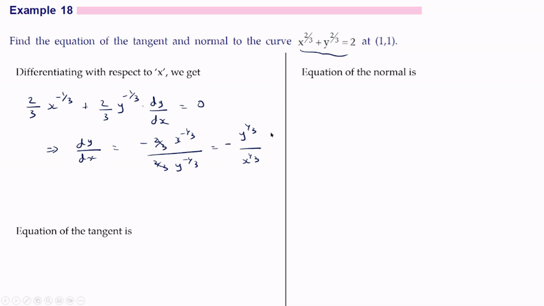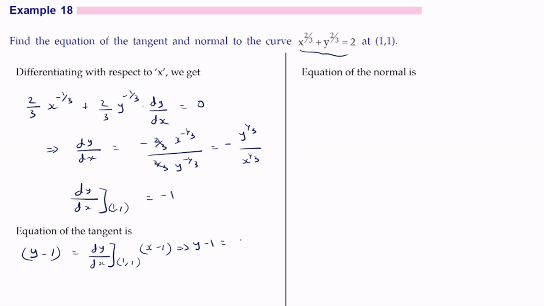So equation of the tangent at this point (1, 1) is given by y minus 1 equal to dy by dx at (1, 1) into x minus 1. So this implies y minus 1 equal to, dy by dx at (1, 1) is minus 1 by 1, which is minus 1, so minus of (x minus 1). So this implies y equal to minus x plus 2. So this is the equation of the tangent.